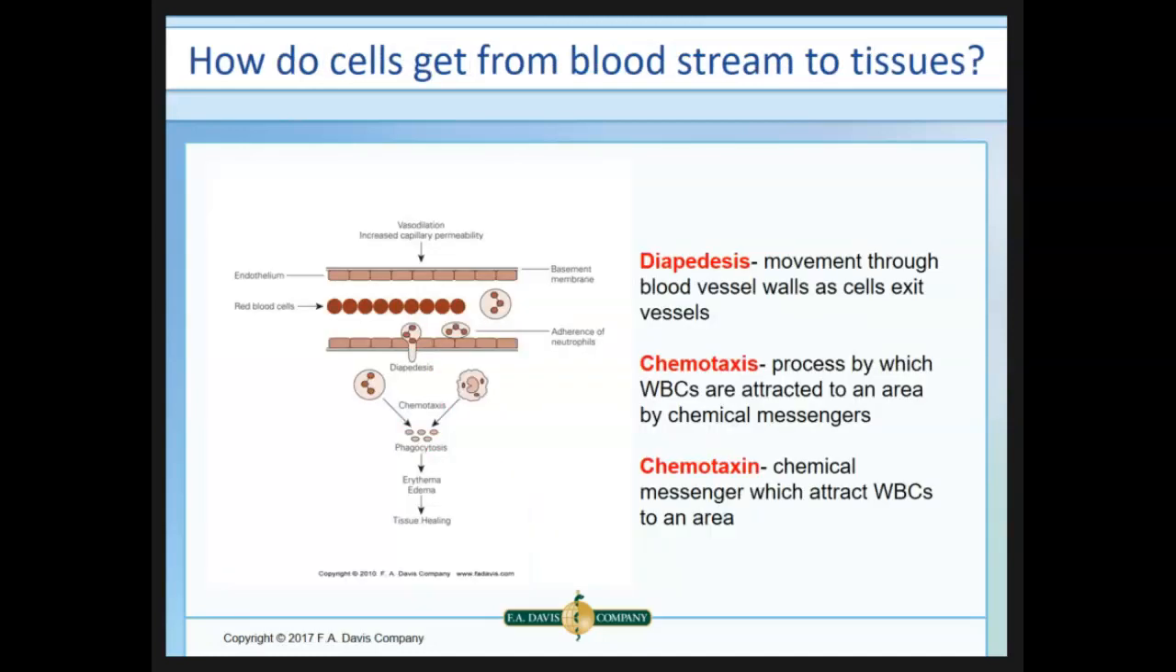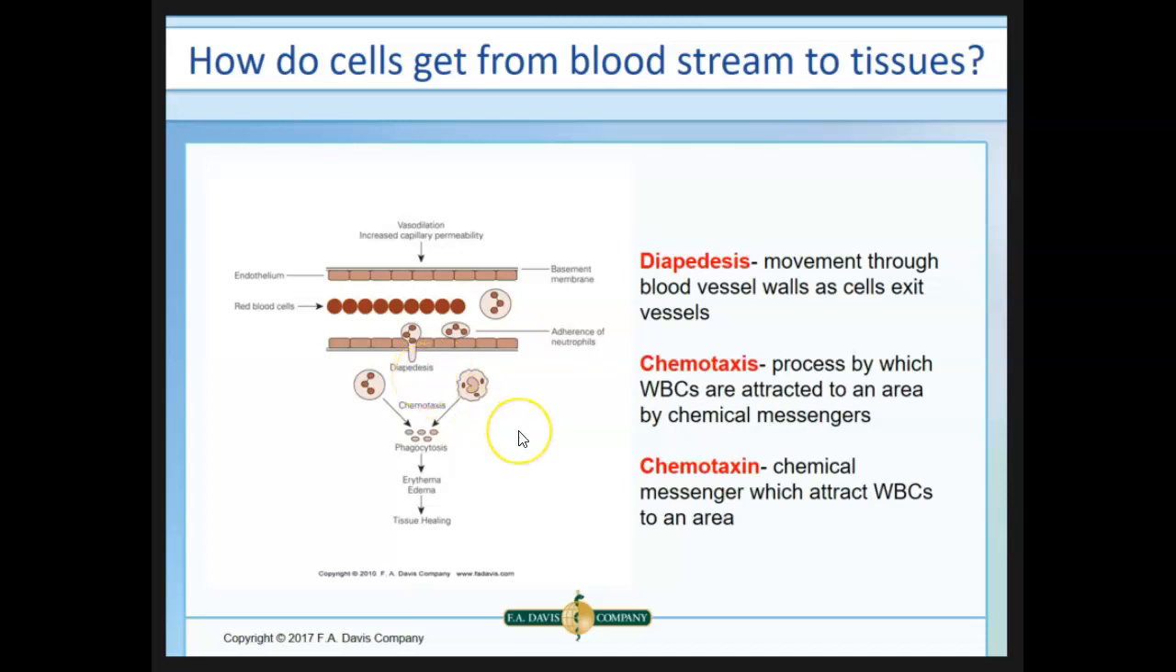Okay, so you might be wondering, how do cells get from the bloodstream to the tissue? Well, diapedesis is movement of the cells through the blood vessel walls. And they do this by forming a little pseudopod. So this cell, this neutrophil, is squeezing through the space in between the epithelial cells with a pseudopod and performing diapedesis, so movement through blood vessel walls as cells exit vessels.